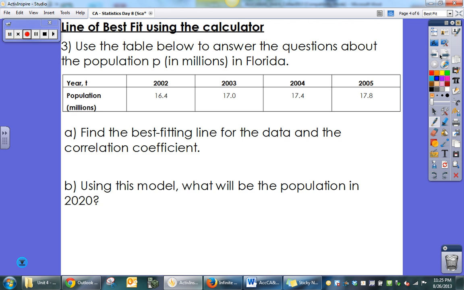The notes that you have continue on and talk about using your calculator to find the line of best fit, and we will do that in class.